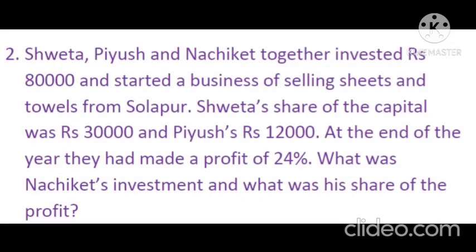Sum number 2. Shweta, Piyush and Nachiket together invested rupees 80,000 and started a business of selling sheets and towels from Solapur. Shweta's share of the capital was rupees 30,000 and Piyush's rupees 12,000. At the end of the year, they had made a profit of 24%. What was Nachiket's investment and what was his share of the profit?